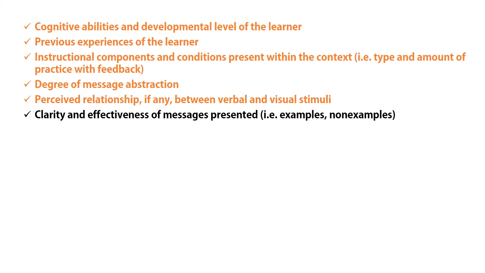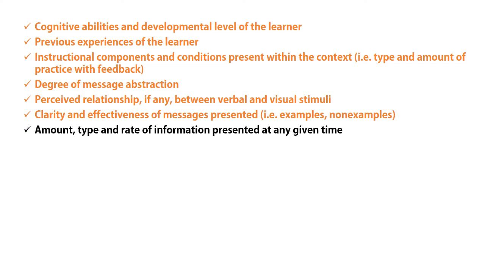How many examples are available? How good are those examples? How salient and germane are they to a particular concept? Very important. All right, amount, type, and rate of information presented at any given time. That has a profound impact.